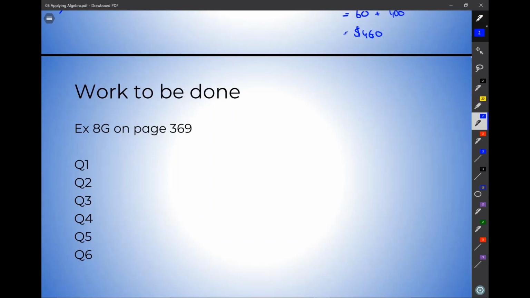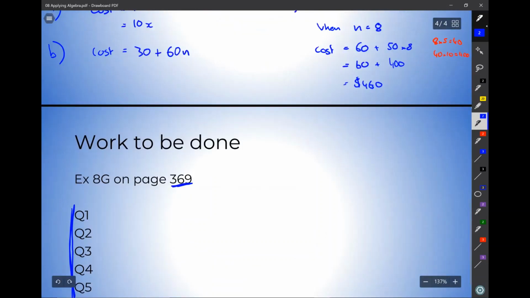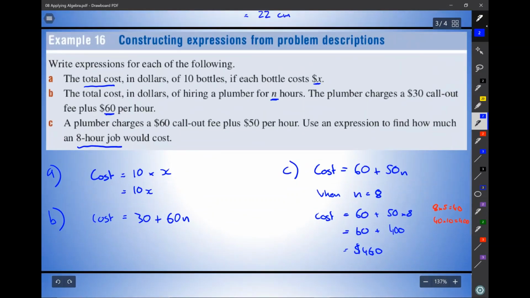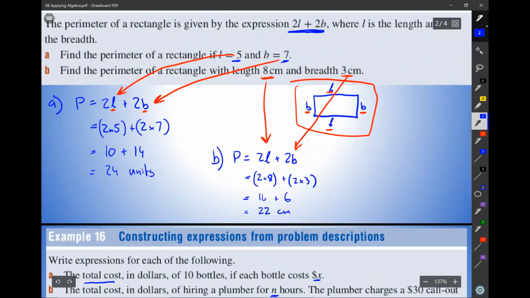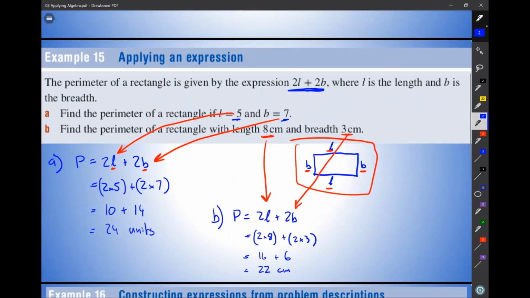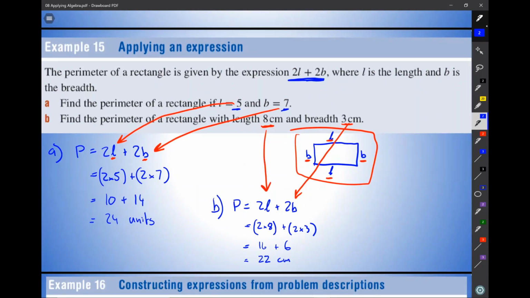Okay, now you guys are going to go to page 369 and you're going to do the 6 questions there where you'll see various examples of either this kind of problem, coming up with an algebraic expression given a problem in words, or something like this. It might be a substitution, it might be an expanding brackets question, it might be a collecting like terms question, but it will be disguised in a practical scenario.